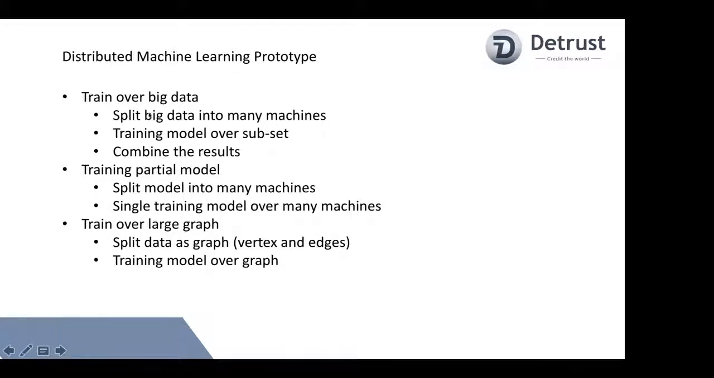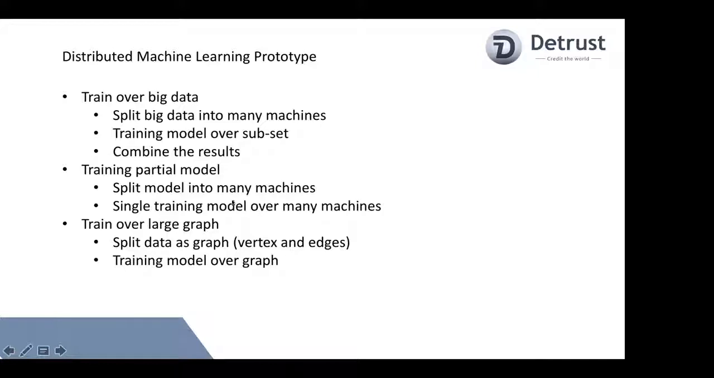The first one is we train the models on top of big data. The basic methodology is we split the big data into small subsets, and we put the subsets onto many machines. Then we train the model, running the machine learning algorithm on each subset, and then we combine the results together. During the learning process, there is communication between the training machines. So you will see a lot of machines involved in the whole training process because the training data set is large.